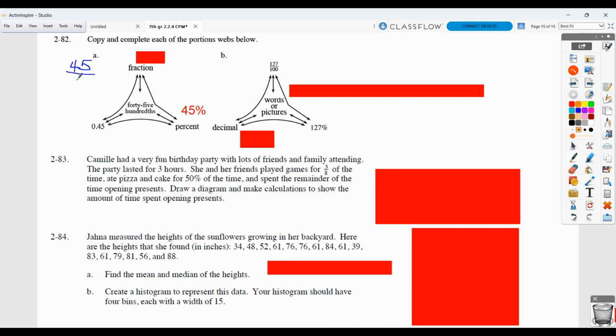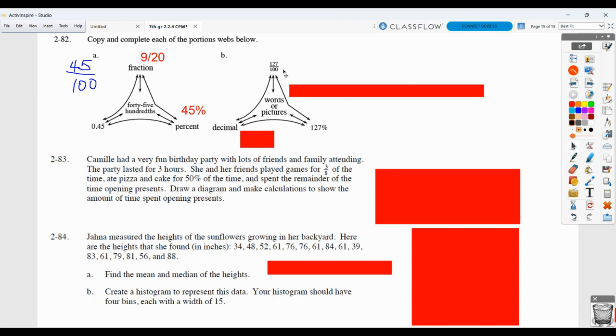So what we want to be asking ourselves is, what can we divide both 45 and 100 by, other than 1, so that we can get it in the simplest form? Well, 45 and 100 will both divide by 5. We know that because one ends in a 5, one ends in a 0. So 45 divided by 5 is 9. 100 divided by 5 is 20. So 9/20.